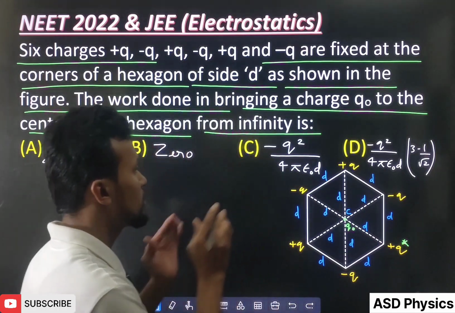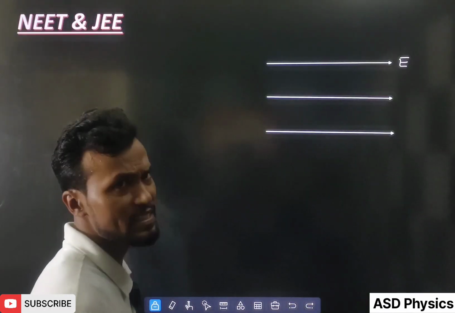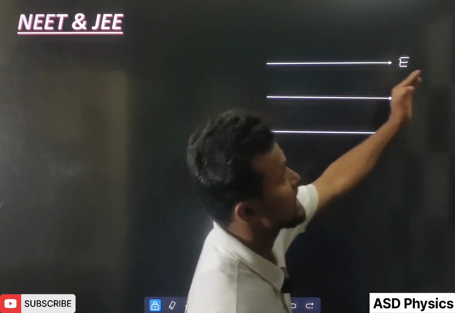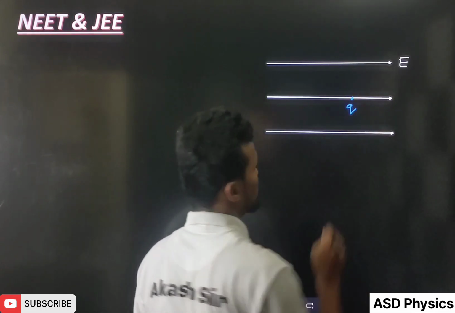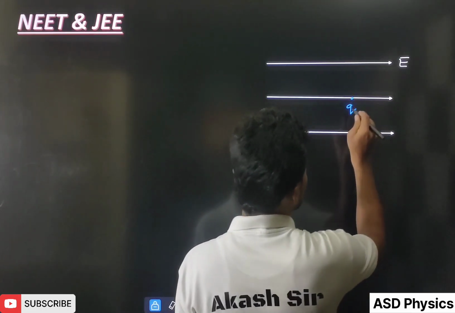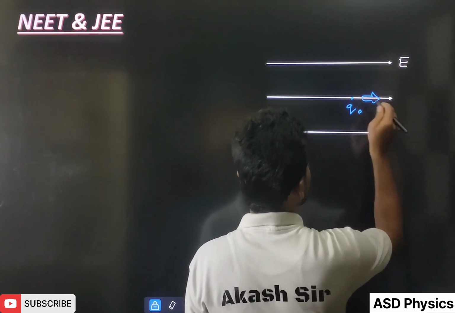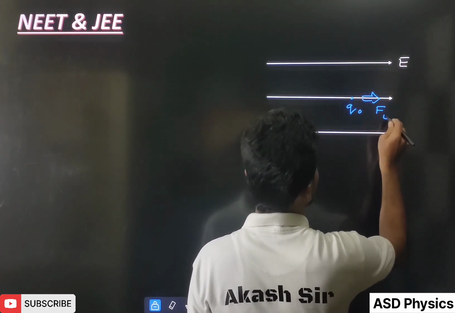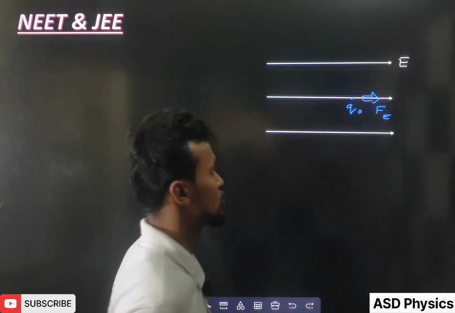Okay, so to calculate the work done, first I will tell you one of the basic things. The basic thing is very easy. Let's take an electric field in this direction and one charge q is there. Let's take for example this charge q. It will experience a force in the direction of the electric field, because a positive charge always experiences force in the direction of the electric field.